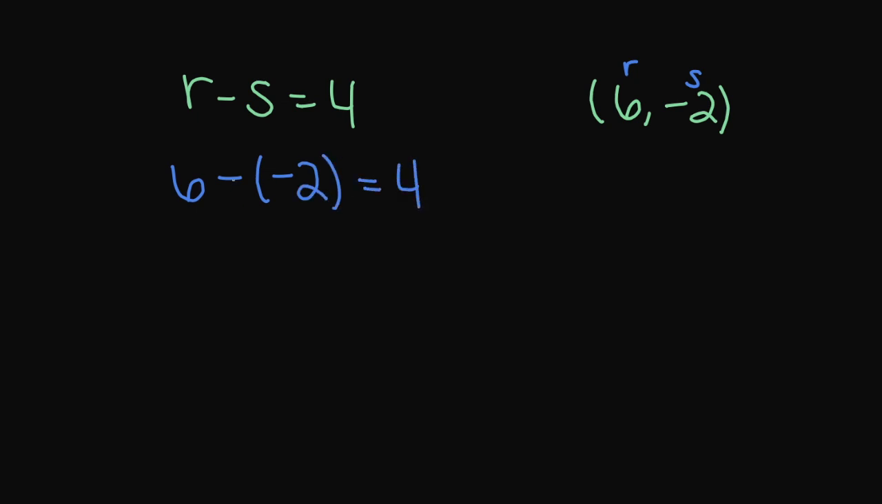My left side here, notice you have 6 minus -2. This is going to turn into a positive. Remember, this is going to be a positive. So you have 6 plus 2 equals 4. And my left side here, 6 plus 2 is going to equal 8 equals 4. And as you can see, 8 does not equal 4. So my ordered pair 6, -2 is false. This is not a solution for this equation.